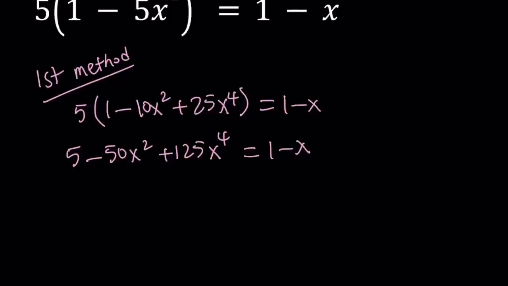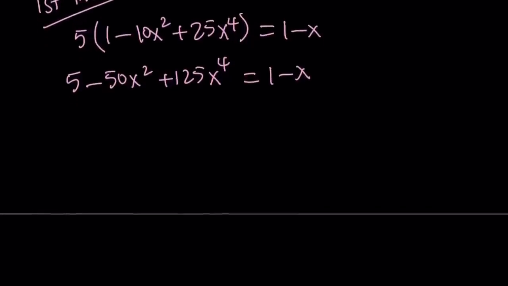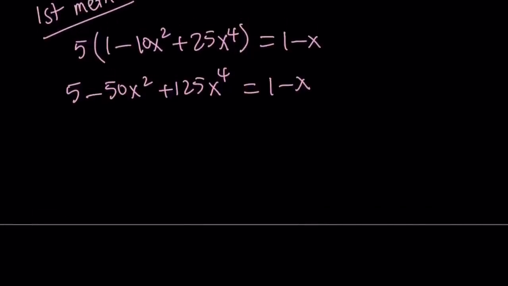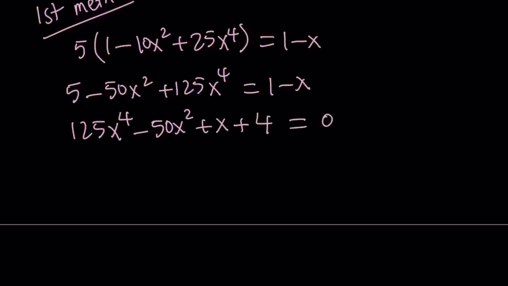And since x to the fourth is already positive on the left hand side, let's put everything on the left hand side. Bring the 1 minus x over, so you're going to get 125x to the fourth power minus 50x squared plus x, and then finally plus 5 minus 1, which is 4. And that's equal to 0.